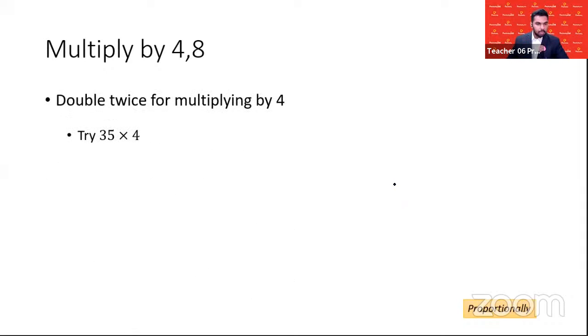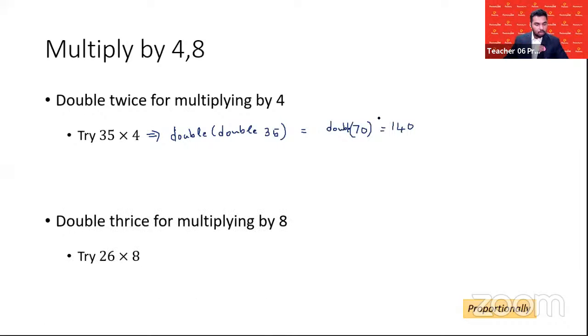So try to multiply this 2-digit number by 4. The steps you have to do is, this is double of 35. This is a known fact. We know double of 35 is 70. So double of 70 is 140. Now this is faster than the traditional method of multiplying.